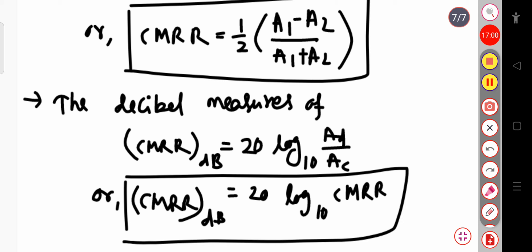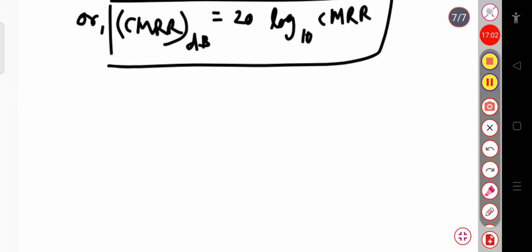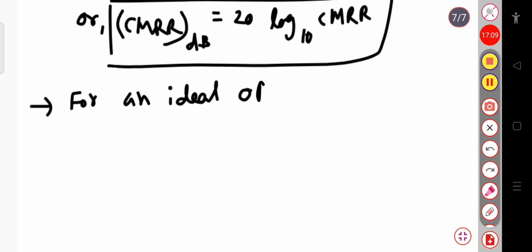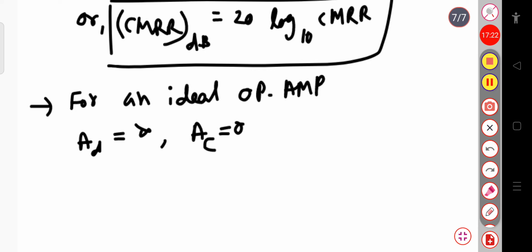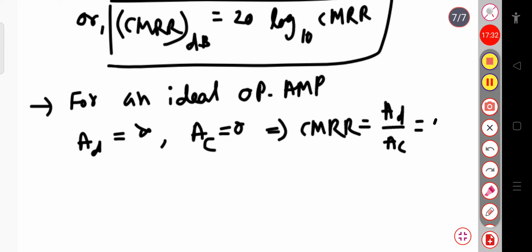Also you should note that for an ideal op-amp, the voltage gain for the differential input signal is infinite, and the voltage gain for the common mode input signal is equal to 0. So CMRR equals AD by AC. Since AC equals 0, that will give an infinite result.